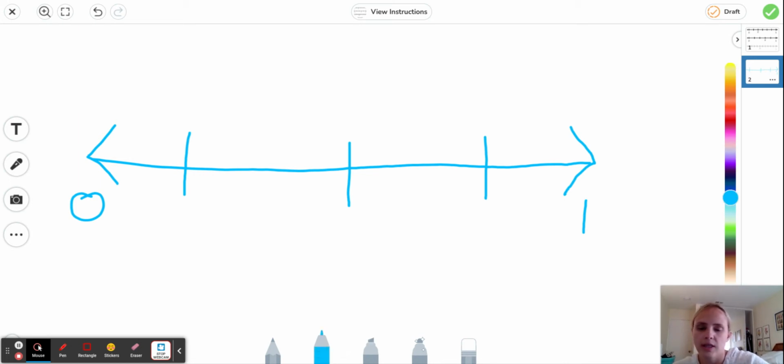What do these lines on this number line represent? These empty blank lines, well, they represent the numbers that are in between 0 and 1. And they are not whole numbers. They are fractions. This first line, we would call this 1/4.